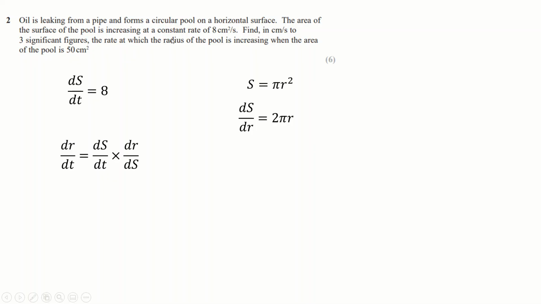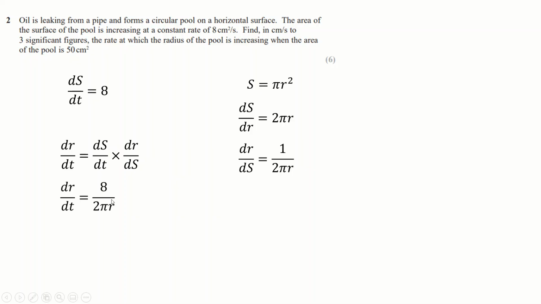Cool. And then what I can do is I can say, well, dr/dt, which is what I want. I want the rate at which the radius is increasing, so that's dr/dt. That's going to be dS/dt times dr/dS, because these dS's will cancel if you pretend these are fractions, and you just end up with dr/dt. Well, dS/dt I know, that's 8. dr/dS I don't, but if I flip this over I sure do.